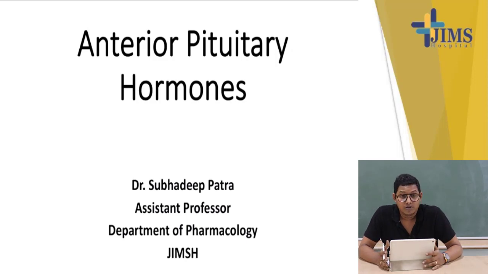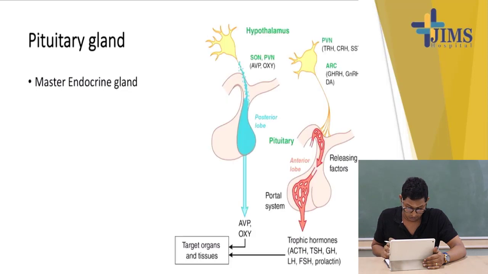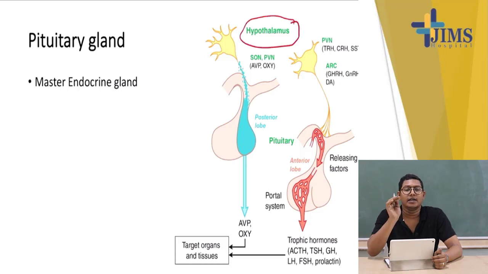So today we are going to discuss anterior pituitary hormones. This pituitary gland is called the master endocrine gland because it elaborates a number of important regulatory hormones. The secretion by the pituitary gland is controlled by the hypothalamus by various releasing hormones or release inhibitory hormones.